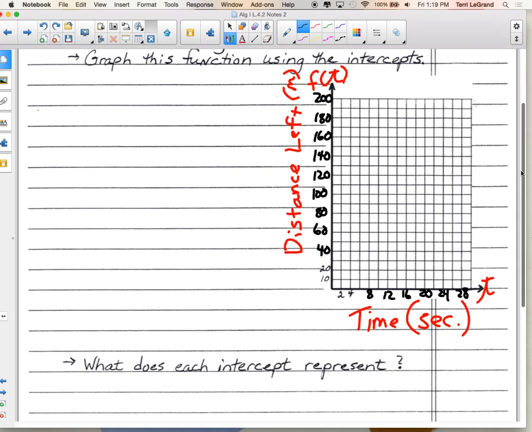Okay, well, you know, this function looks like this. Is that standard form? No. How could we get it in standard form? Add 8t to both sides, okay? So get the t's over with the f of t's.